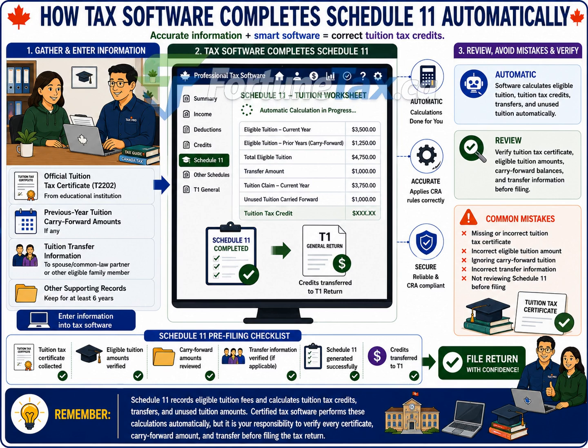The key lesson is simple. Schedule 11 keeps track of eligible tuition fees, tuition tax credits, transfers, and unused tuition amounts. Certified tax software performs the calculations automatically, but accurate documentation, careful data entry, and professional review are essential to ensure that every student receives the maximum tuition tax benefit available under the Canadian tax rules.